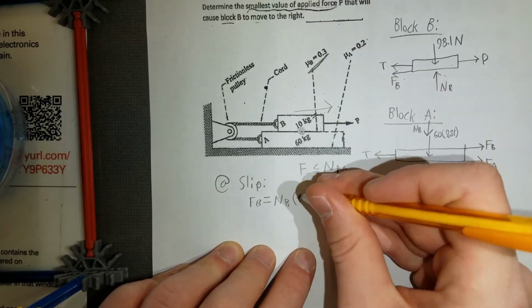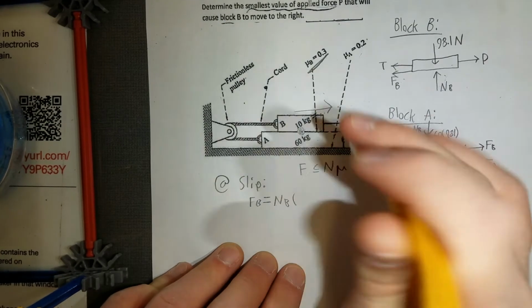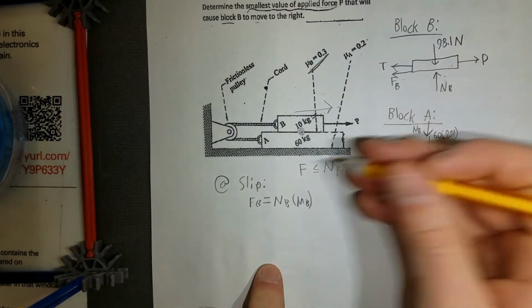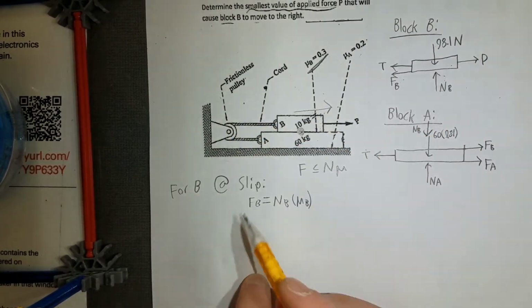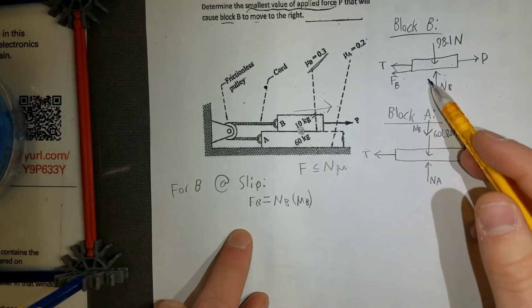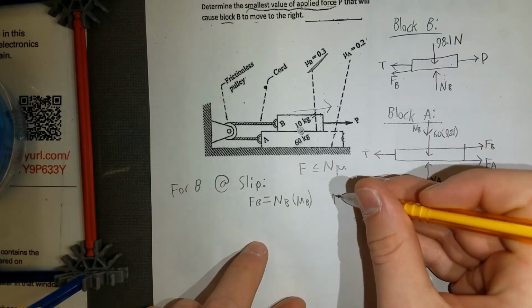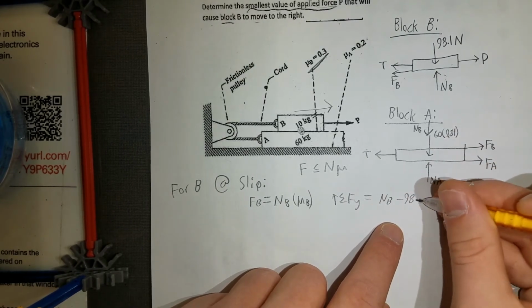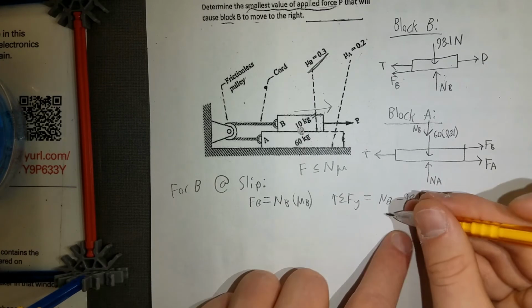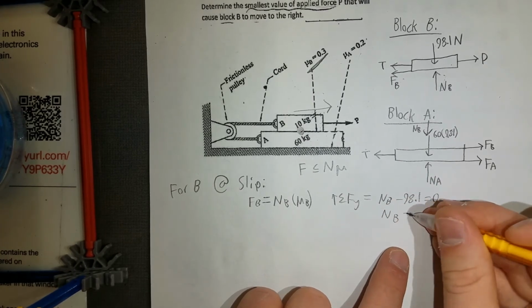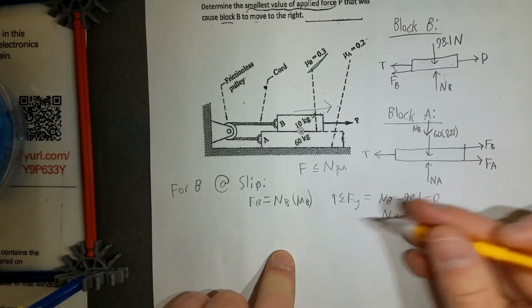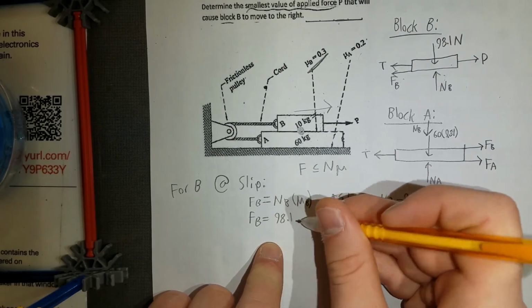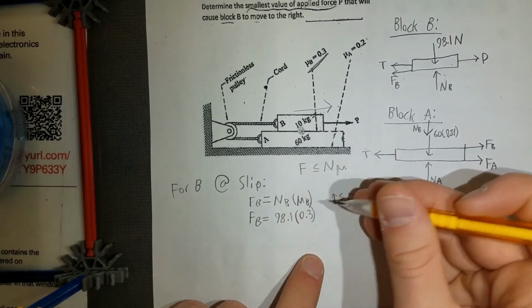0.3 is what they gave us there, or NB times mu B for now. I'm going to go ahead and write F_B at slip. Solving for NB, we're going to take the sum of the forces in the y. We end up having NB minus 98.1 equal to 0, so NB is equal to 98.1. Therefore, the friction force B is equal to 98.1 times 0.3.